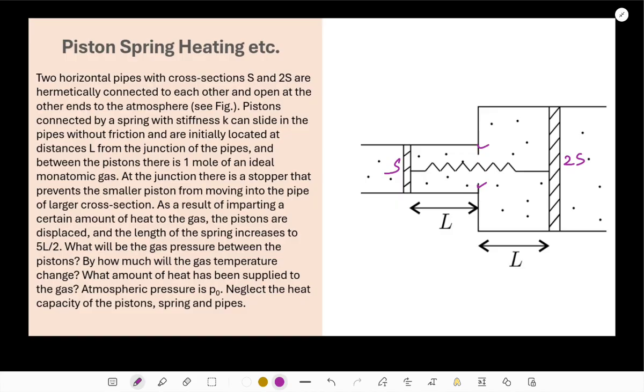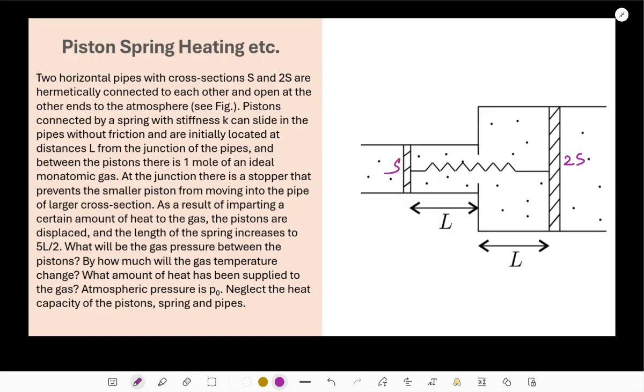So I'm relieved from the burden of writing N again and again. And at the junction there is a stopper that prevents the smaller piston moving into the pipe of larger cross section. I guessed it was the stopper earlier. And as a result of imparting a certain amount of heat to the gas, so we have started imparting heat. Okay, heat has been given to the system, and that is enclosed between the pipes. The pistons are displaced.